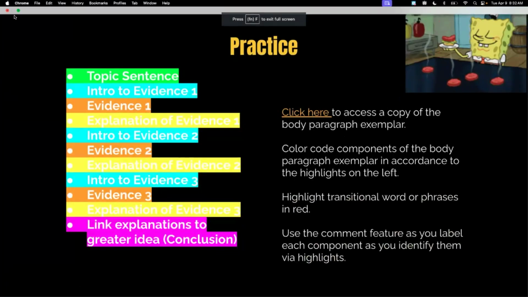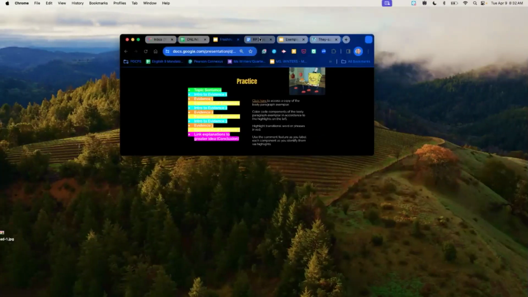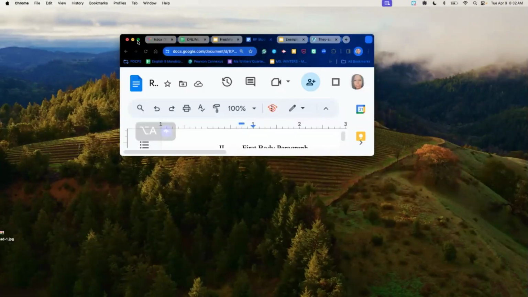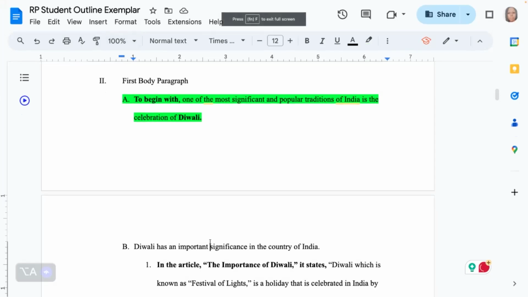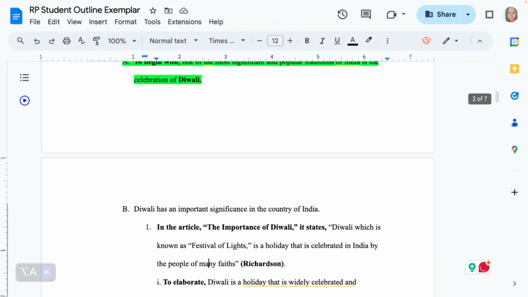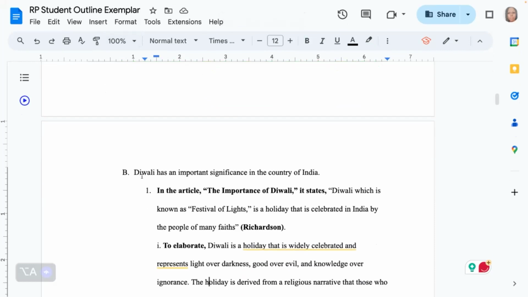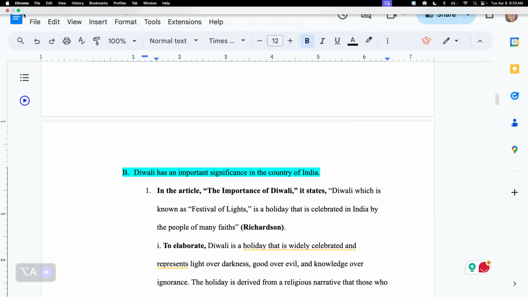So next, our intro to evidence 1 is going to be a sentence that foreshadows what she's going to be talking about in the evidence that she's pulled. Mind you, sometimes it helps when you actually put the evidence in first and then you come back. But for now, we'll just go this way. So B, Diwali has an important significance in the country of India. Okay. That is the intro to evidence, also known as a supporting detail. So I know that basically the piece of evidence should foreshadow the importance of the significance of India when it comes to the celebration of Diwali.